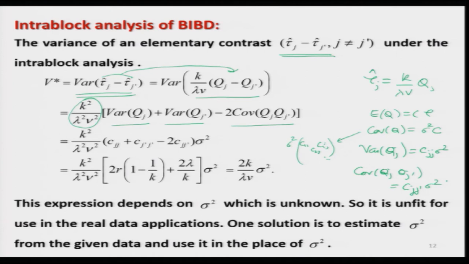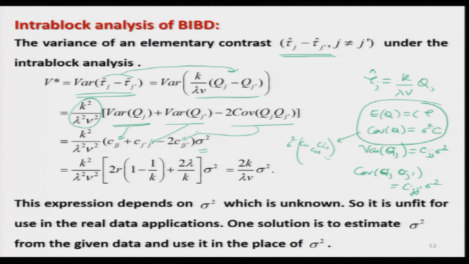So, this is coming from this result. Earlier you had proved this result in a general incomplete block design, but now we are considering only a particular type of incomplete block design. So, this result will remain valid here also. I can write that variance of Qj is equal to Cjj sigma square, variance of Qj prime is Cj prime j prime sigma square, and covariance between Qj and Qj prime is Cjj prime sigma square. And you already have obtained the values of Cjj and Cjj prime in the case of BIBD, right.